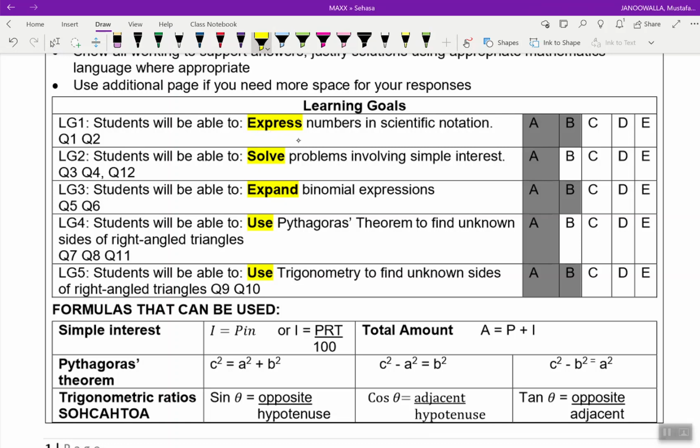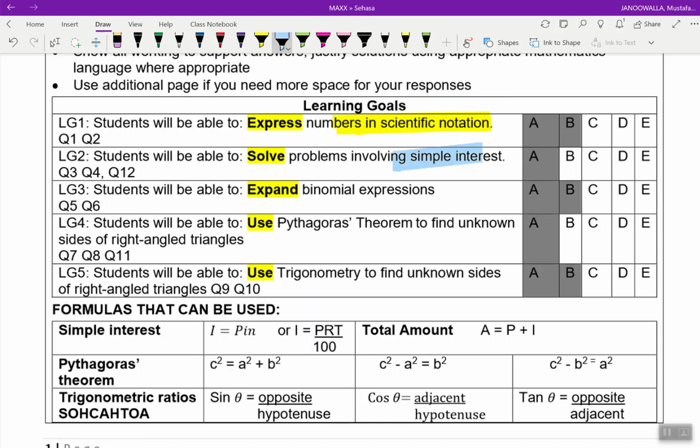All right, so these are the topics that we're going to be going through. The first one is expressing numbers in scientific notation. You don't need any formulas for that. You just need to know how to do the process. The formulas that are going to be given are down at the bottom of this page.